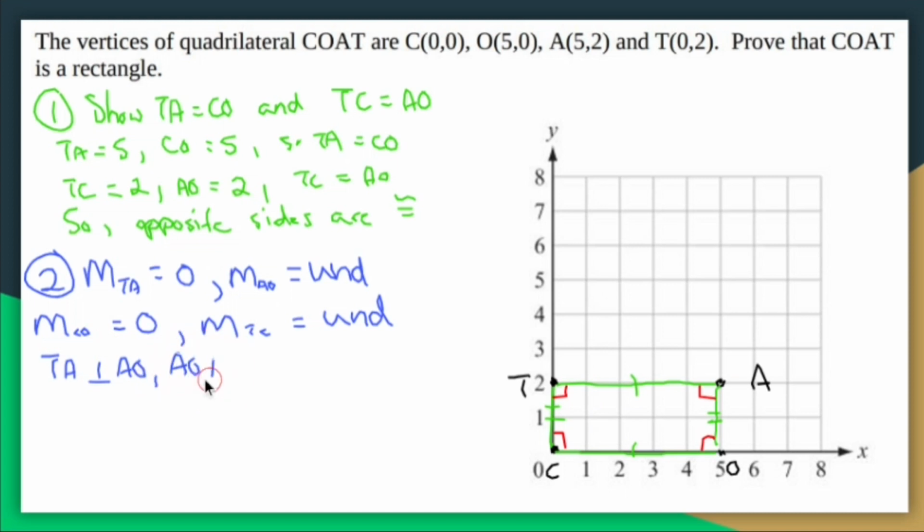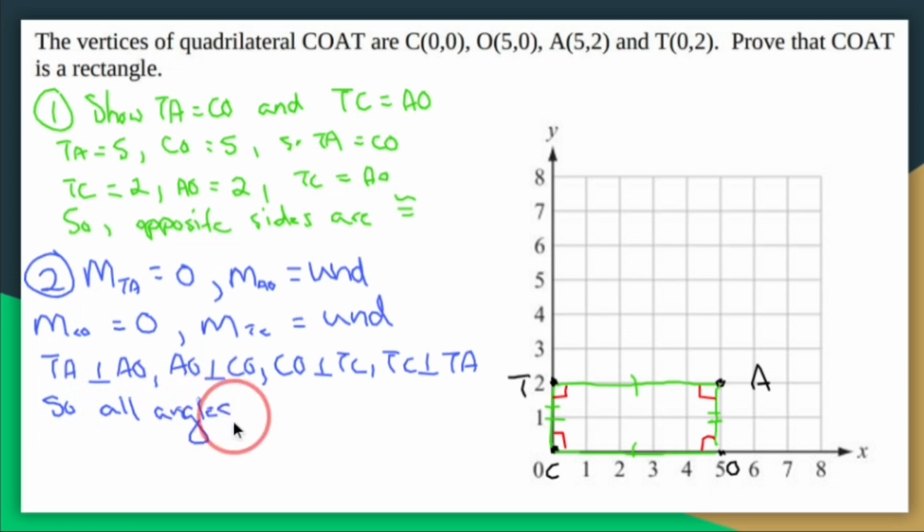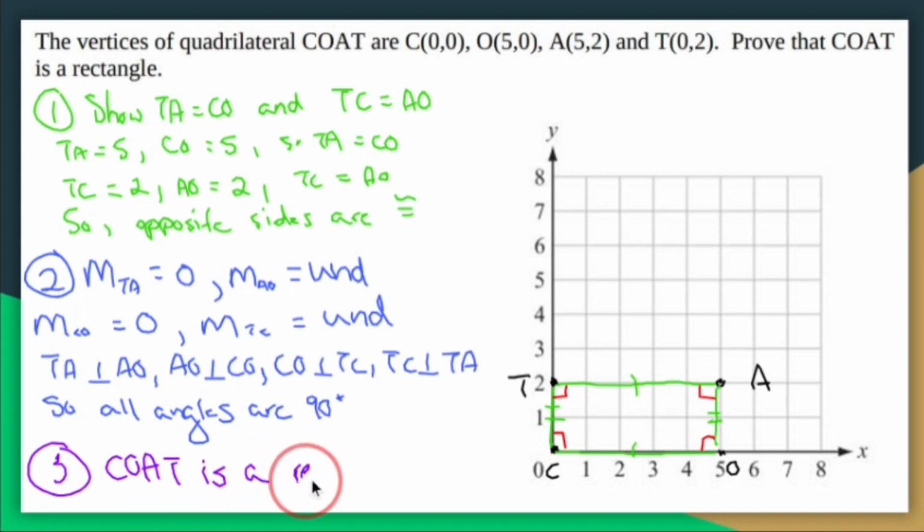AO, which is what I say when I'm hollering out to my friends, is perpendicular to CO. CO is perpendicular to TC, and TC is perpendicular to TA. So all angles are 90 degrees. Opposite sides are parallel or are congruent. All angles are 90 degrees. Therefore, COAT is a rectangle.